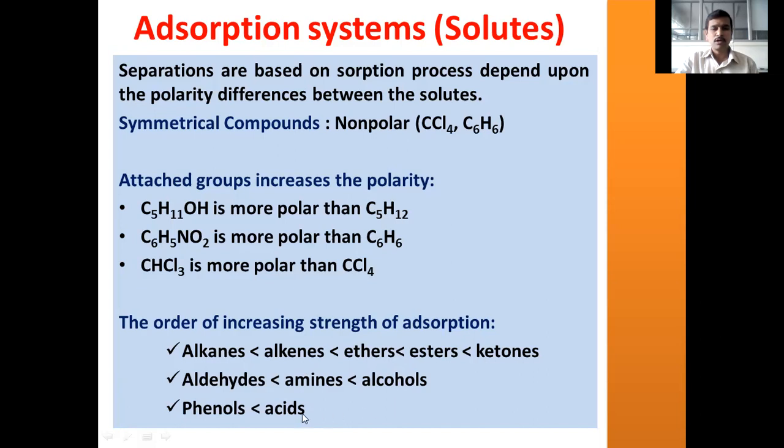Then next come alcohols, amines and aldehydes. Aldehydes are less polar than amines. Amines are less polar than alcohols. So among aldehydes, amines and alcohols, alcohols are the most polar. Amines are more polar than aldehydes. And this is all dependent upon the substituents on the carbon atom. So which is the functional group substituted to the carbon atom?